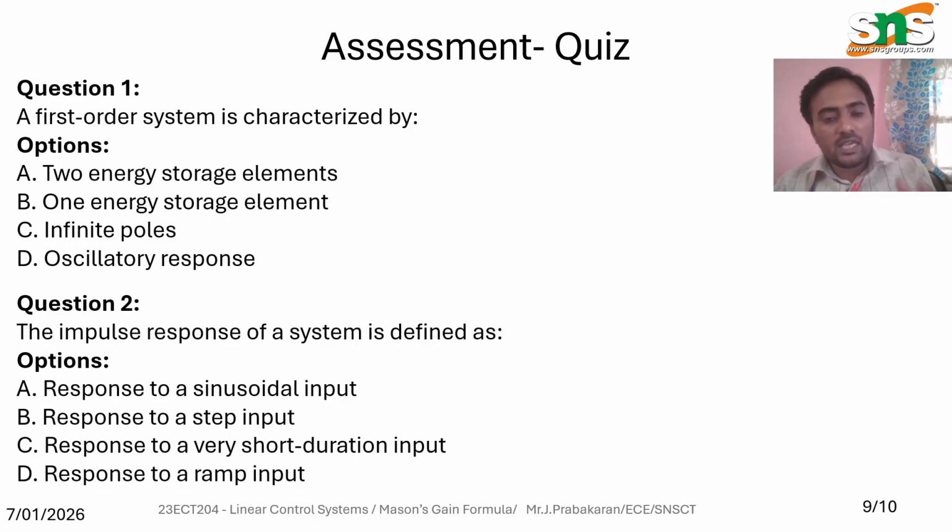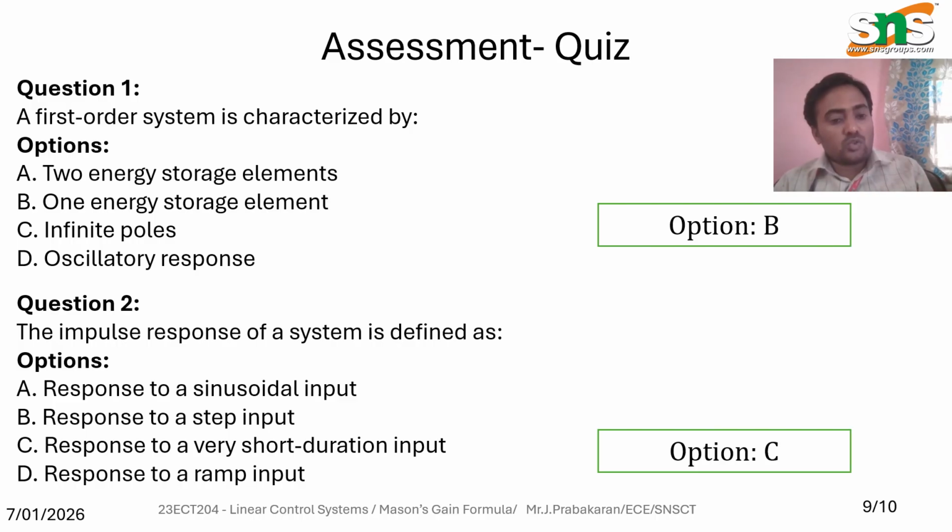Now we are in the quiz part, and let me check your understanding through a few questions. The first question is, a first order system is characterized by which one is correct? The first option is two energy storage elements, second option is one energy storage element, third option is infinite poles, and fourth option is oscillatory response. Which one is correct? Option B is correct. One energy storage element. This is the correct option.